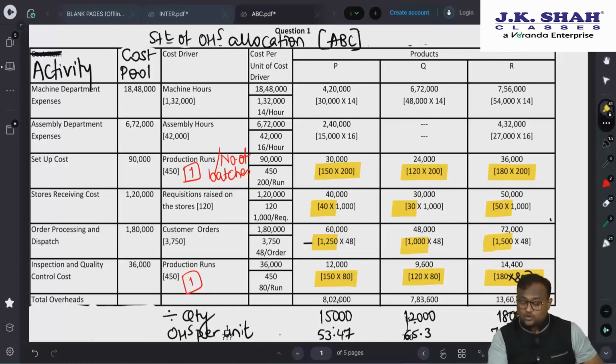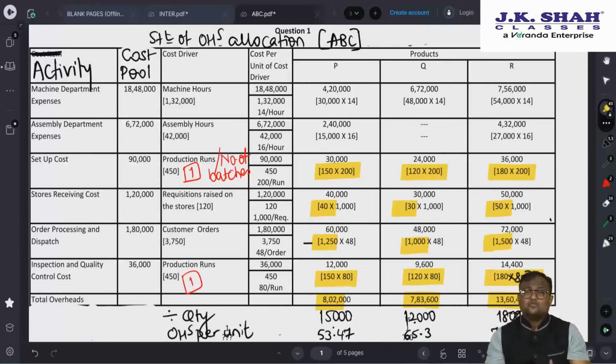So, you get final cost allocated, and once you get the final cost allocated, divided by quantity 15,000, 12,000, 18,000 to give you overhead per unit. So, I already have overhead per unit which includes production overhead, which includes admin overhead, which includes even selling. Other overheads can also be included in it.